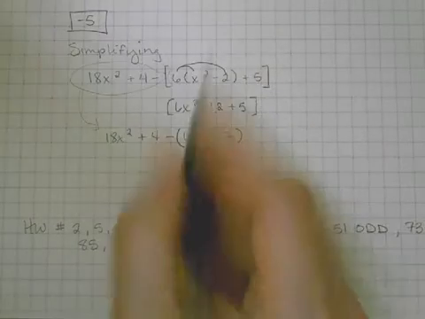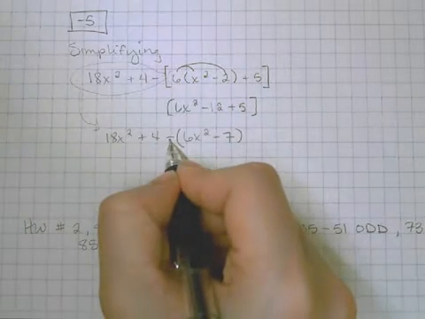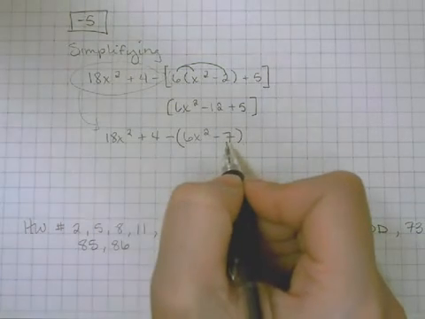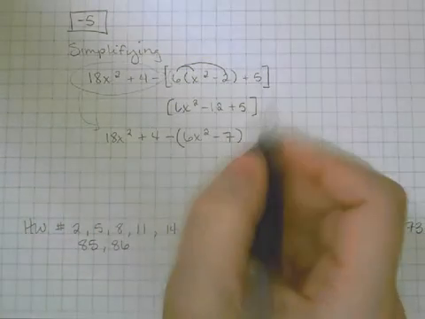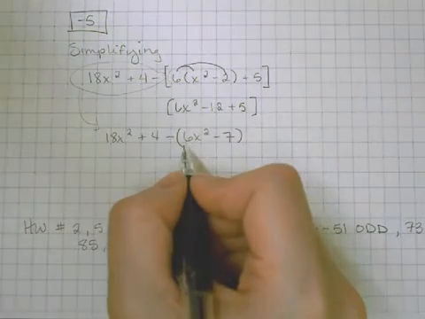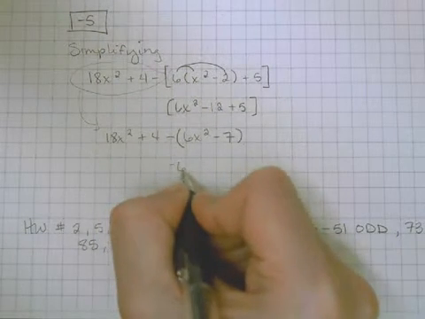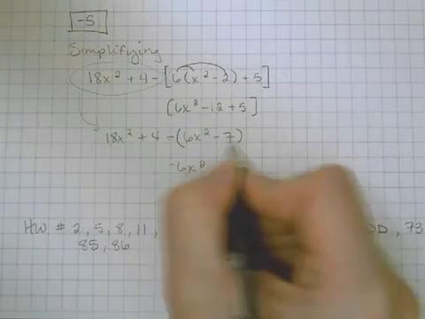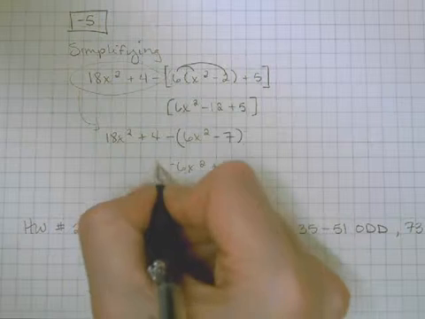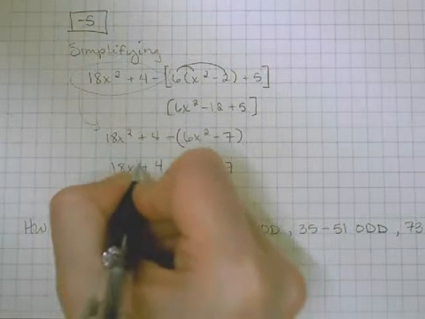The next thing I'm going to do is try to get rid of these parentheses, so I'm going to deal with that negative. Remember that a negative outside the parentheses changes everything inside to a positive. So, just kidding. Changes everything to the opposite of what it was. So if I have a negative 6x squared minus 7, this becomes a negative 6x squared and a positive 7, because a negative times a negative. And I'm going to drop everything else down. This 4 plus 18x squared.